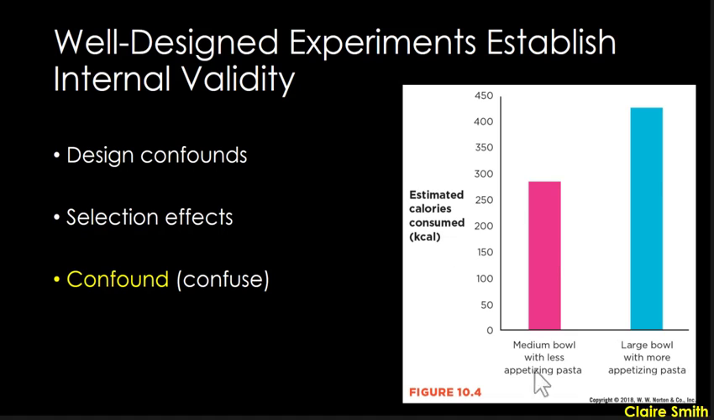So an example is if in the pasta bowls, the medium bowl maybe had a less appetizing pasta, the large bowl had a more appetizing pasta, right? If we're not controlling for the type of pasta in the bowl, then we're adding that variable that should be a control, but introducing a confound into the experiment. So maybe people ate more out of the large bowl because there was a yummier pasta in it. So we want to make sure to establish internal validity, that we're minimizing all these confounds, controlling for things that we don't want to be affecting our results.